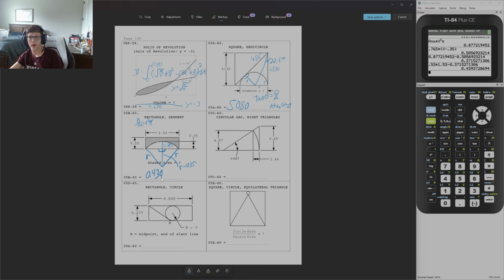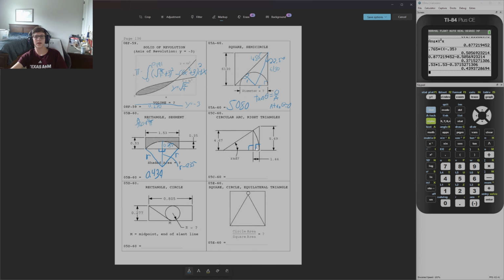So we're halfway done now. 05C-60. So we have a circular arc and two right triangles it mentions. So that's a right triangle and that's a right triangle. They also share the same shape. So they're similar. They're similar triangles.